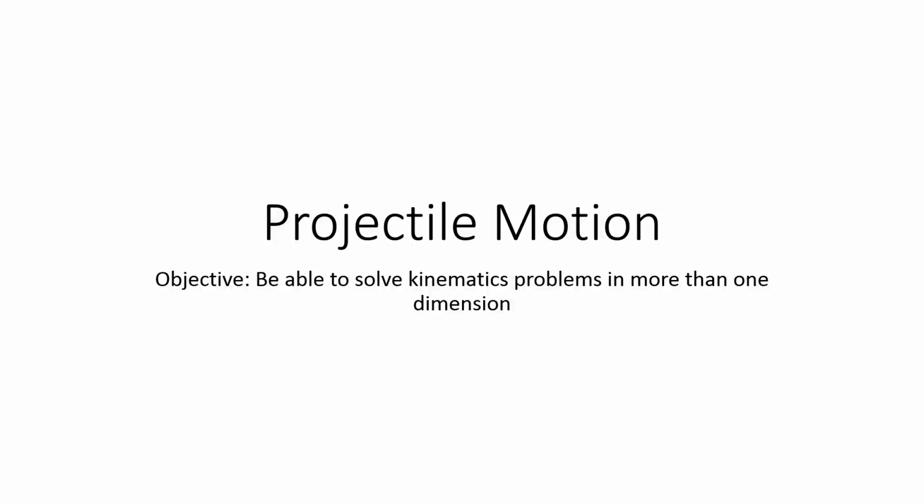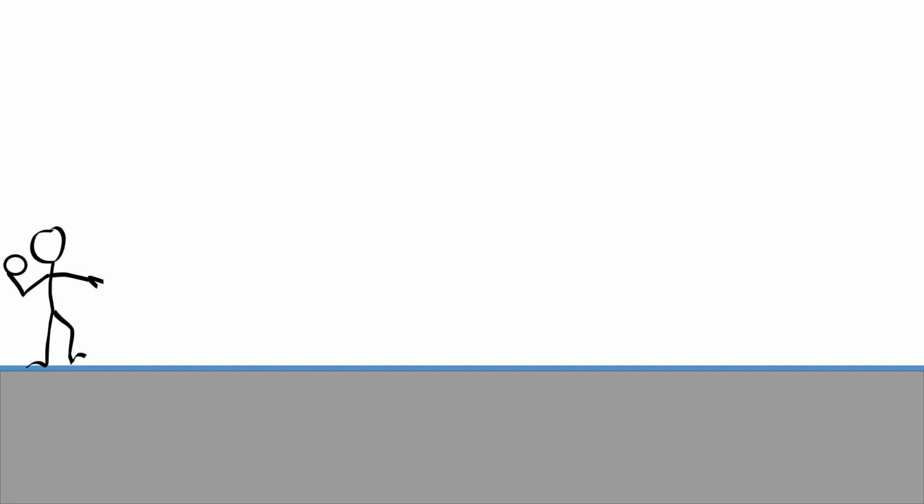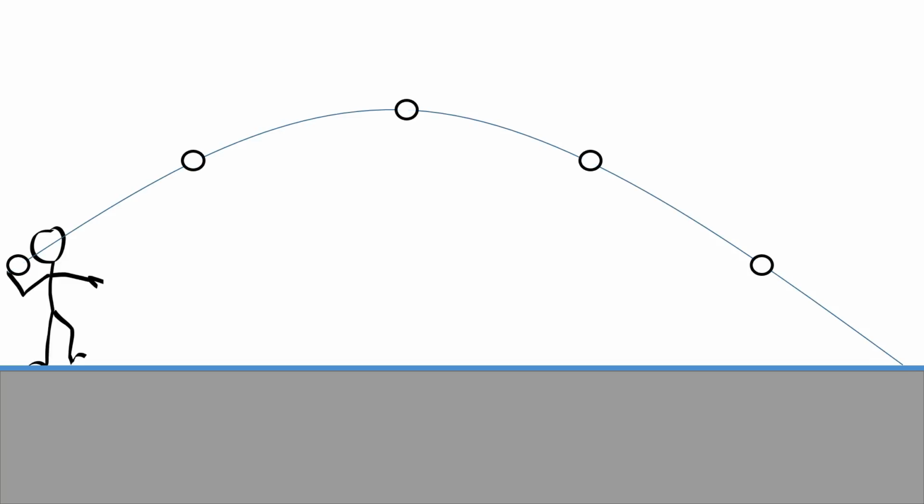The goal of this video is to solve problems involving projectile motion by breaking the motion down into vertical and horizontal components. This is Peter. When Peter throws a projectile, it will follow a parabolic path. Tracing the parabolic path of Peter's projectile, we can consider a few snapshots of the ball along the path. The velocity of the ball at any given moment will be tangential to the path the ball takes.